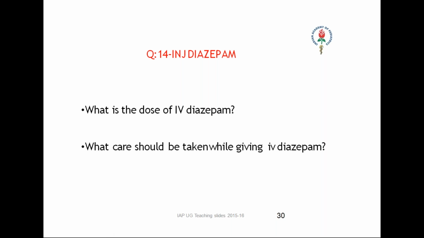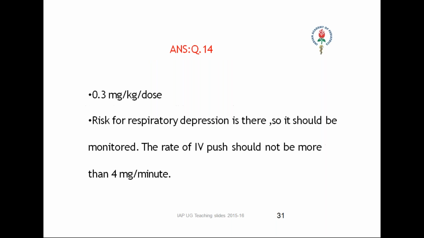What is diazepam? It is a benzodiazepine. We use the dose of 0.3 mg per kg per dose. We use rectal diazepam, IV, and all the modes are available. A risk for respiratory depression will be there, so it should be monitored. The rate of IV push should not be more than 4 mg per kg per minute.